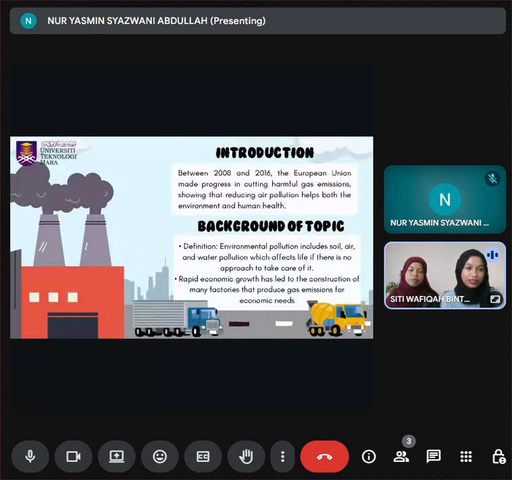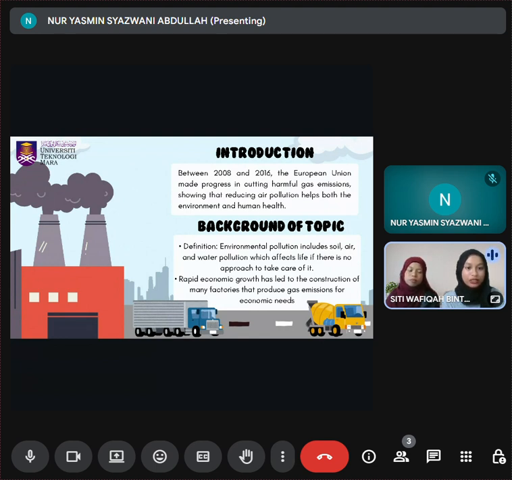Between 2008 and 2016, the European Union successfully reduced acidifying gas emissions. This marked an important step in addressing environmental concerns. However, while this progress is commendable, air pollution still remains a major threat, not only to our environment but also to human health. Now, let's talk about the background of the topic.